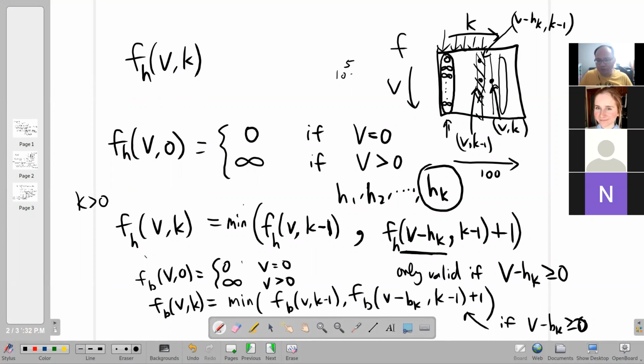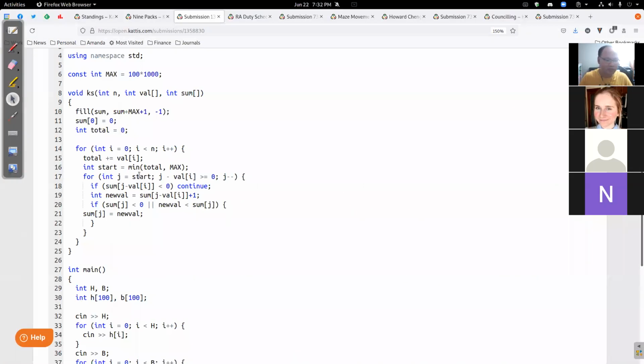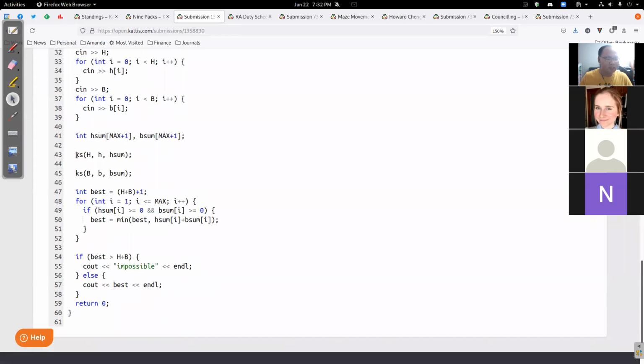Oh, wait, I haven't shown you this is just a knapsack, right? I haven't shown you what I do with the rest. So I do the knapsack for the hot dogs. I do the knapsack for the buns, okay? And then I just loop through all the possible values of hot dogs and buns that I can buy. If I can make that number of hot dogs, if I can make that number of buns, then I just take the sum of those two, okay? And then my best is just the running minimum, okay?